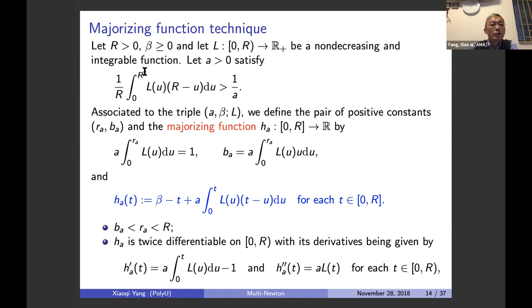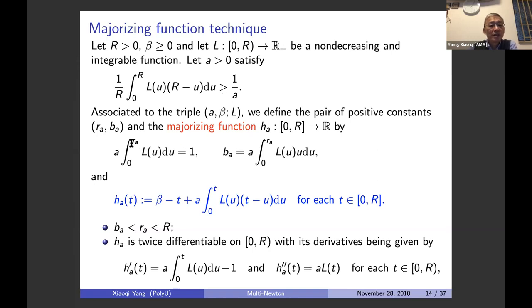we can find this integral here. Because this is an increasing function, this value here is positive. So this is a fixed value as long as R is fixed. Then we can find the A which satisfies this relationship.